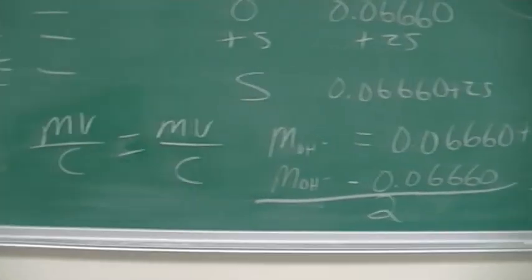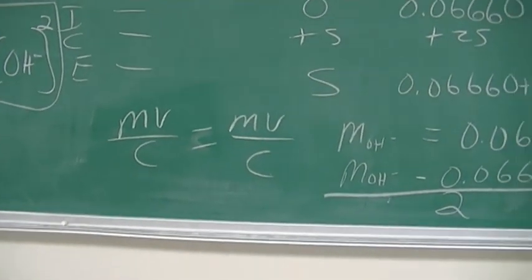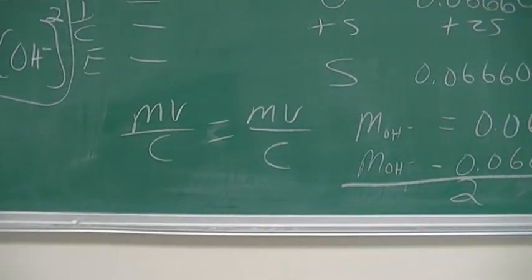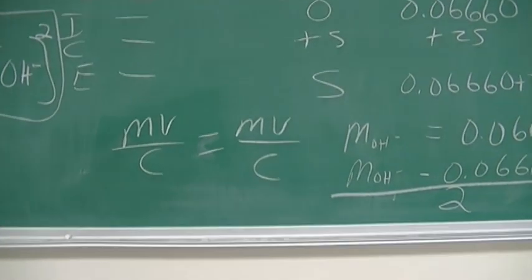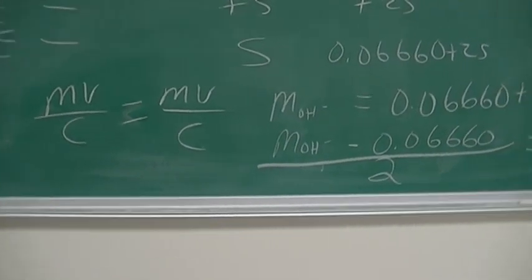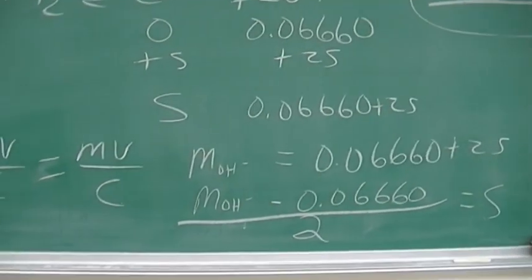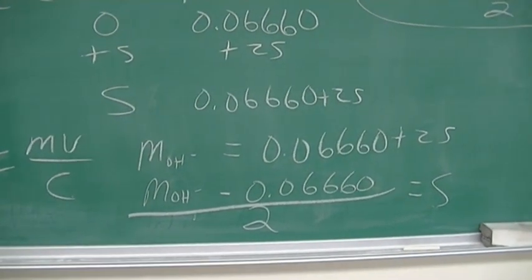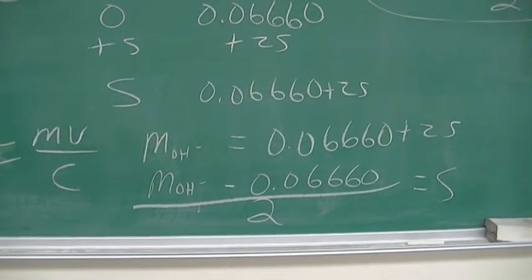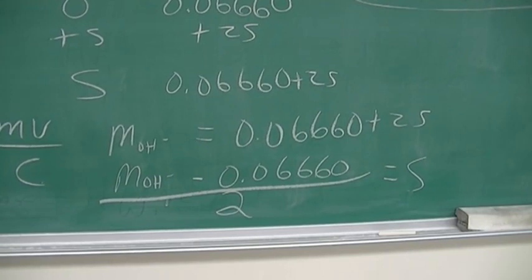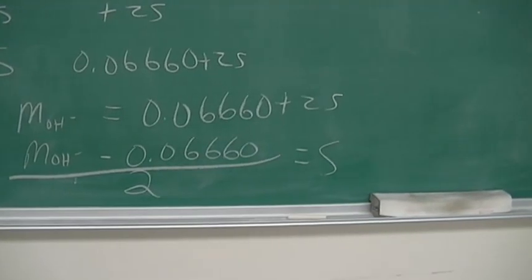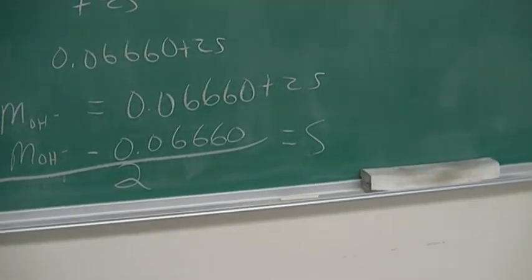All right, and so again, you have your titration equation, MV over C is equal to MV over C. Again, you have the molarity of your HCl from experiment 12, volume of HCl from our titration. Both coefficients are 1. Molarity of OH minus, that's what we're solving for. Volume of OH minus, 10 mL every time. Once you get your molarity of OH minus, that is equal to 0.06660 plus 2S. To solve for S, you subtract 0.06660 from both sides and divide both sides by 2, and you will have your molar solubility S.